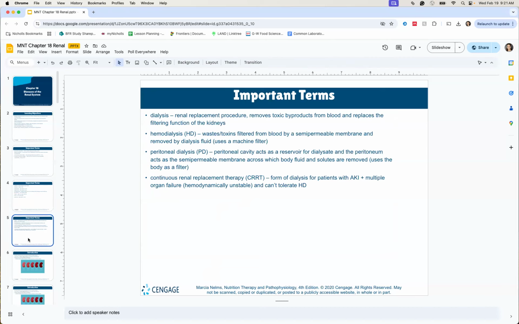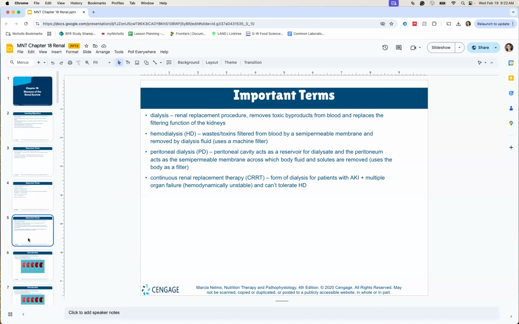Now, whenever kidney function goes south, we do have some medical treatments available to help our patients. You've probably heard of dialysis. This is a form of renal replacement that acts as the kidneys, but uses some type of machine or dialysate to remove the toxic byproducts from the blood. And in doing so, it just replaces the filtering function of the kidneys. There are two major types of dialysis. There's hemodialysis and peritoneal dialysis.